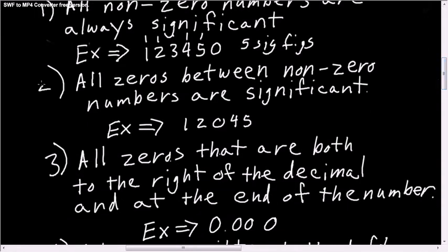Second rule, number 2. All zeros between non-zero numbers are significant. So this 0 right here was not significant. However, if I have a number 1, 2, 0, 4, 5, this 0 right here is significant because it's in between two non-zero numbers, the 2 and the 4. So I have 1, 2, 3, 4, 5 significant figures again, 5 sig figs in this example.